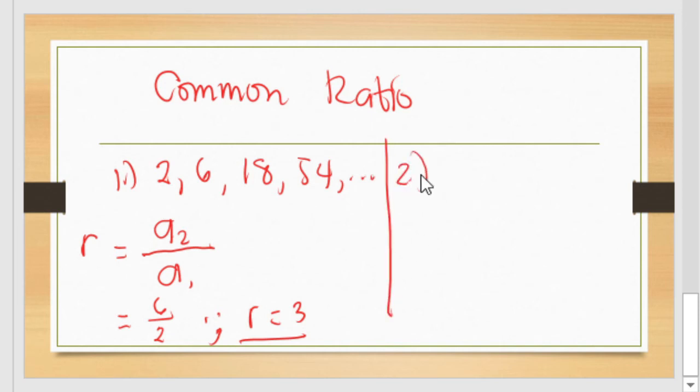Let's have the second example. What if our sequence goes like this? Negative 3, then positive 1, and then we're going to have negative 1/3. And then we will have 1/9 and so on. No? Okay. How do we find the common ratio?